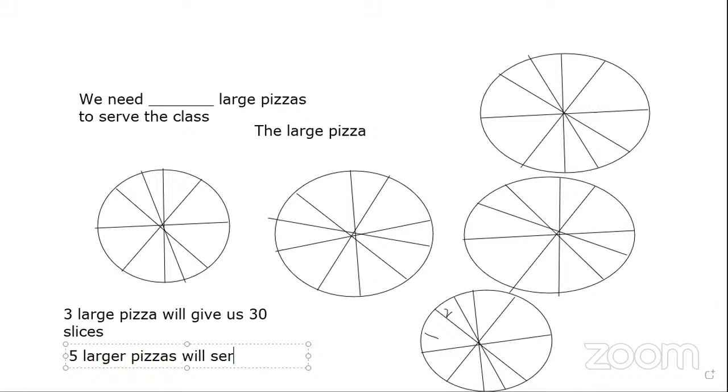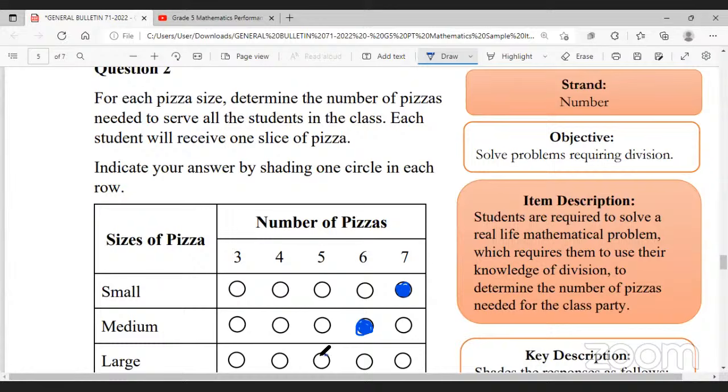Will serve 42 students. Whatever we want to do with the remaining 8 slices, we can, but we must buy another pizza. We can't just tell them that the pizza is done, so we have to buy another. Go ahead and say, before I even go to my document, we need 5 large pizzas.